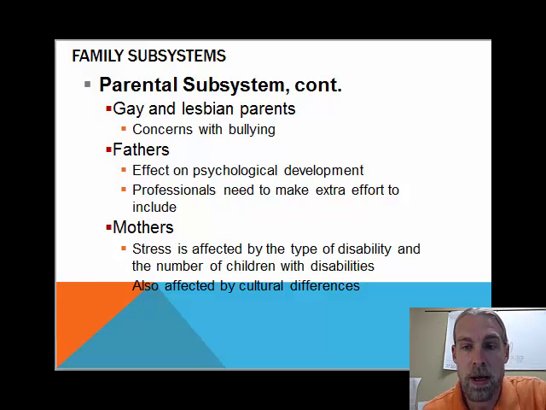The next one, still continuing with the parental: gay and lesbian parents. There has been research substantiating the claims of bullying for children of gay, lesbian, or LGBT parents, all the other acronym letters, same-sex couple parents, if you will.